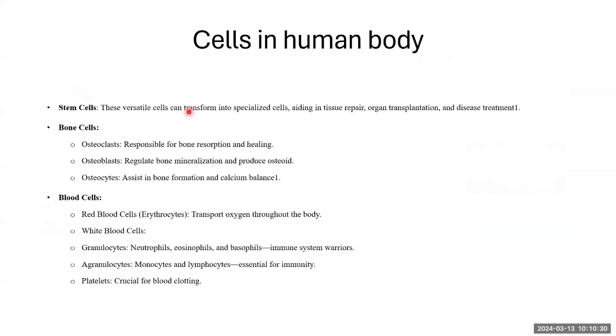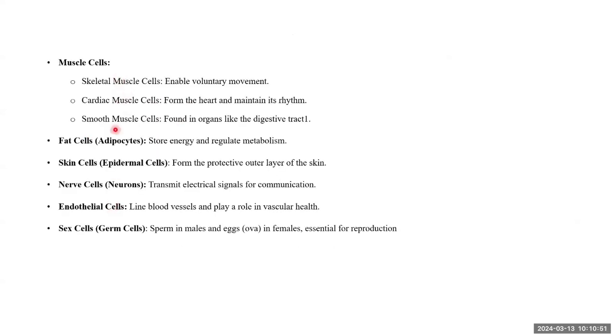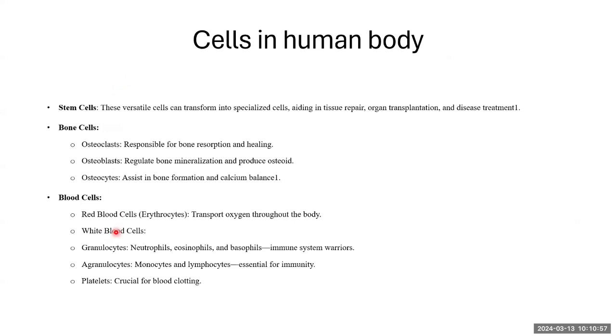So, cells in the human body. In the previous slides we discussed cells in general. Now we're going to talk about different types of cells in the human body. What kinds of different cells are present in the human body? There are stem cells, bone cells, blood cells, muscle cells, fat cells, skin cells, nerve cells, endothelial cells, and germ cells. So these are different types of cells present in each of our systems.